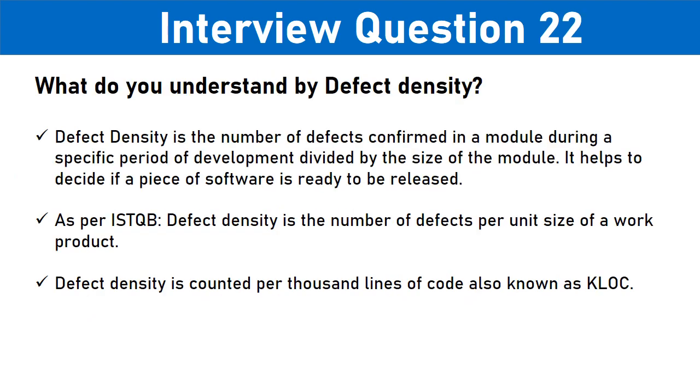Next question is, what do you understand by defect density? Defect density is the number of defects confirmed in a module during a specific period of development divided by the size of the module. It helps to decide if a piece of software is ready to be released. As per ISTQB, defect density is the number of defects per unit size of a work product. Defect density is counted per 1,000 lines of code, also known as KLOC.